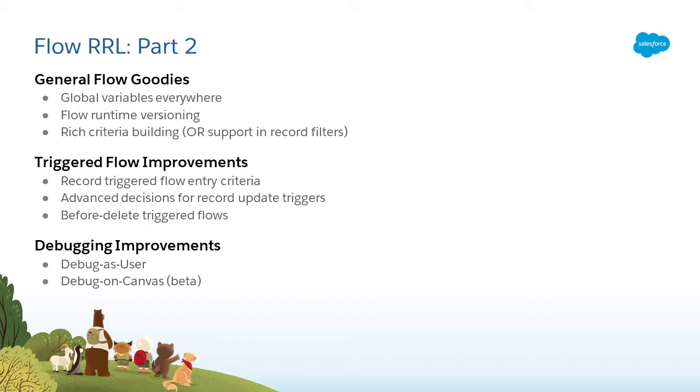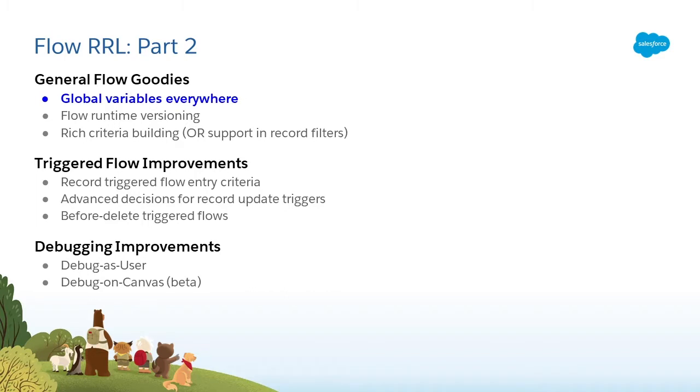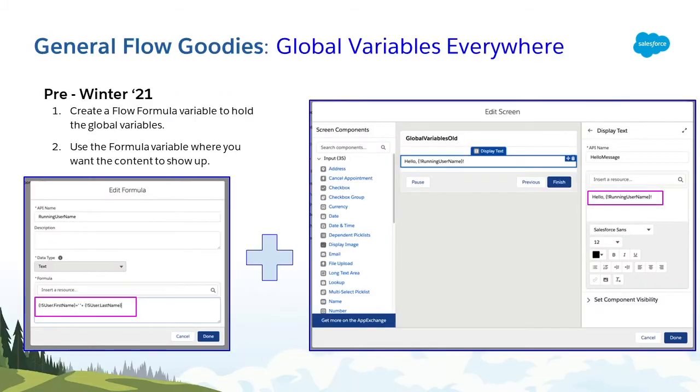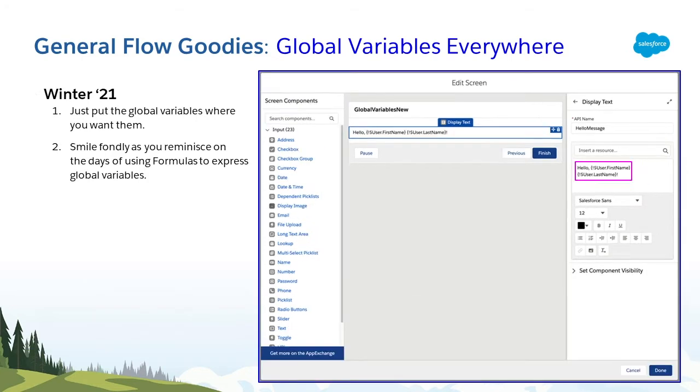Let's dive in. I'll start with global variables everywhere. If you've ever played around with global variables in Flow, for example, if you wanted to display the running user's name on a welcome screen, you know it's not the smoothest experience. First, you've got to create a Flow formula variable to serve as a container. Give the formula variable an API name, then provide a valid Salesforce expression that will resolve to the content you want. Once you've got that Flow formula variable set up, you can place it in your flow. That's quite a few steps.